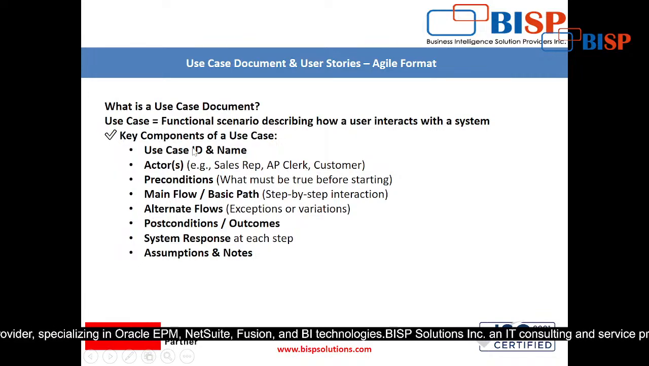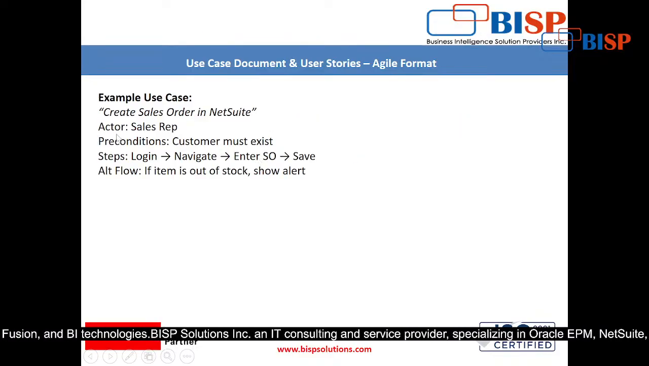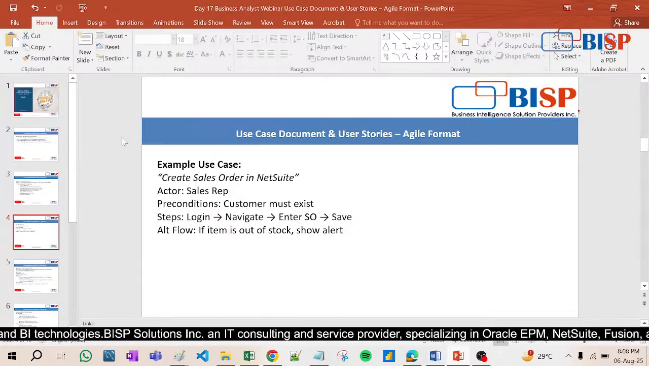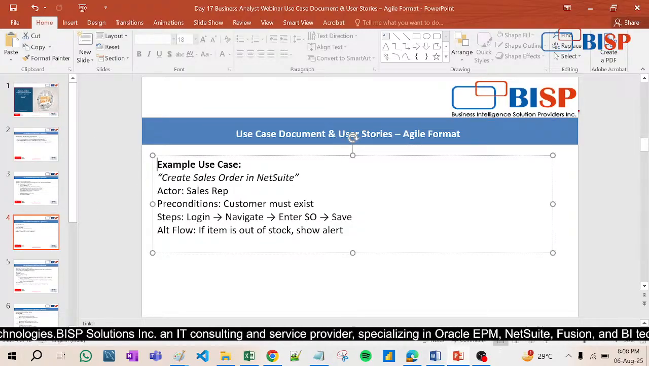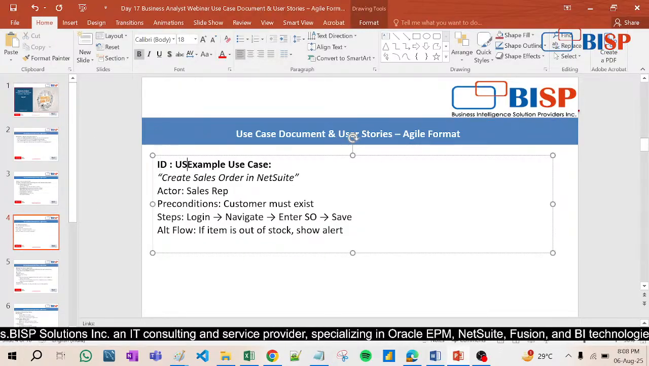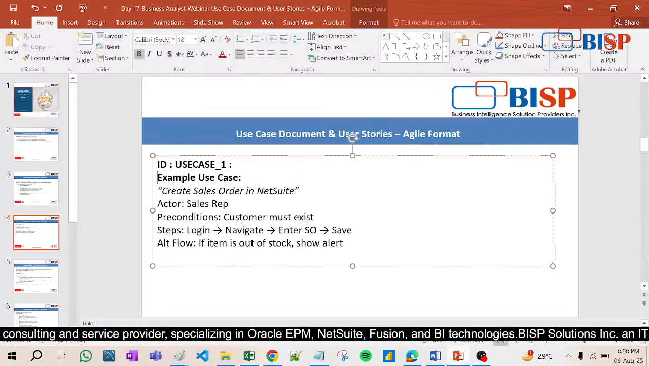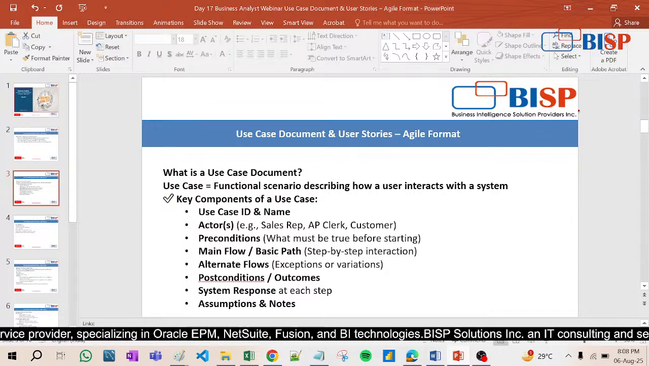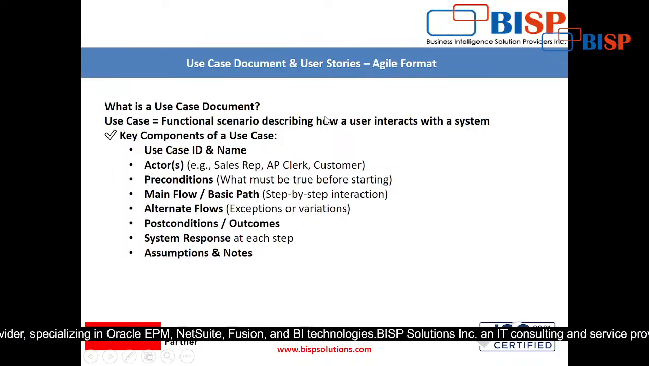Now here, use case ID and name are the components in the documentation that we will write down, right? For example, a key component of a use case is the use case ID. Every use case, suppose here is use case 1. The ID is use case underscore 1. This is the ID of this particular use case. So here is the use case ID and name.